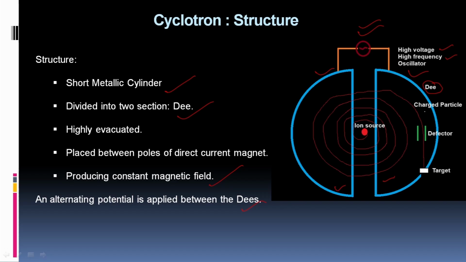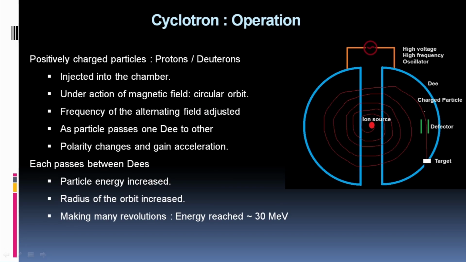Now if we discuss the operation of the cyclotron, you can see here you have an ion source placed here, which injects the proton or deuteron. This is the ion source, which produces or injects the charged particles, that may be protons or deuterons. And these positively charged particles are injected into the chamber. This is the injection process.